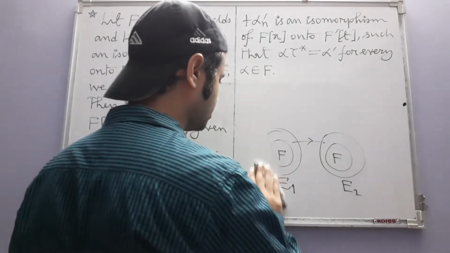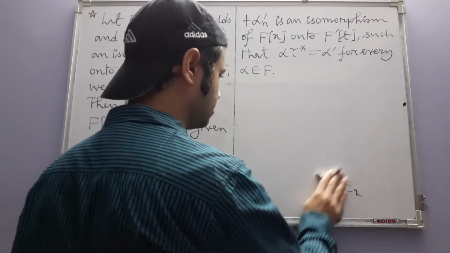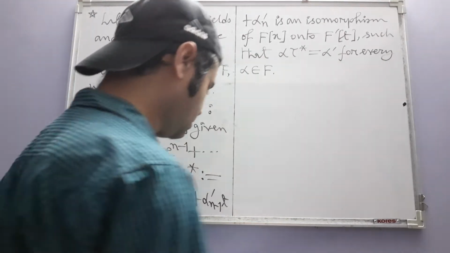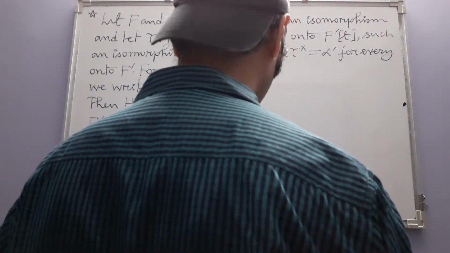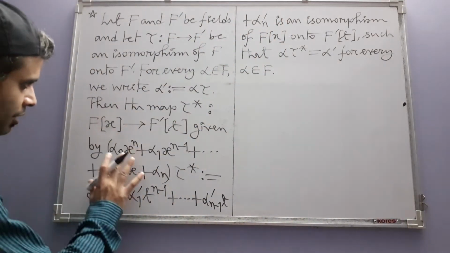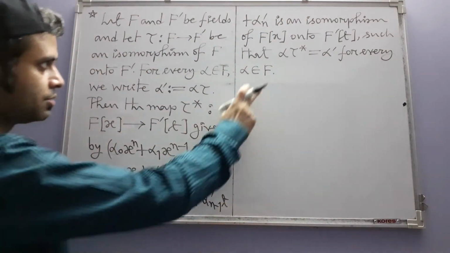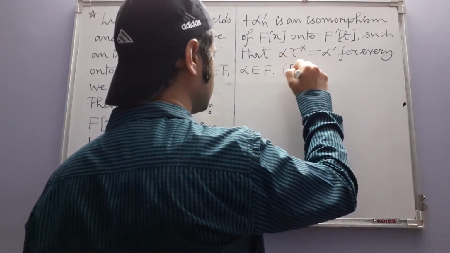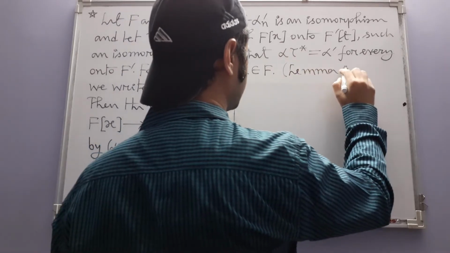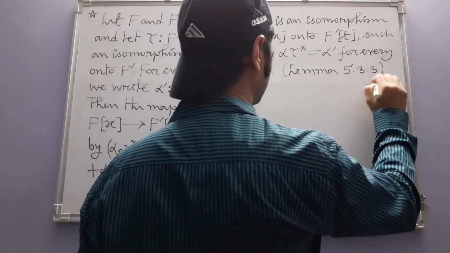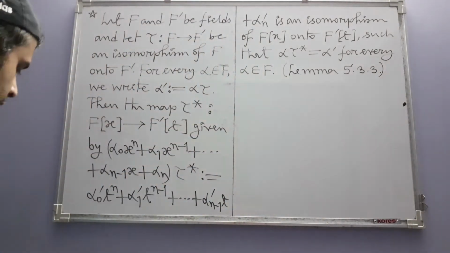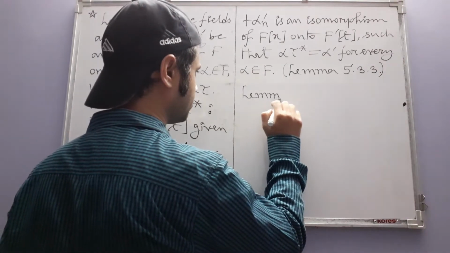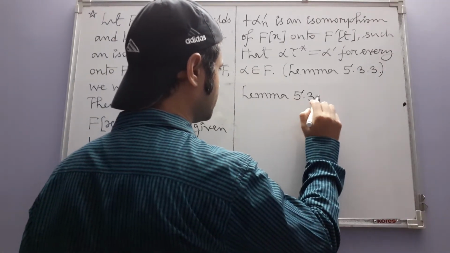So now we see the next step in that direction, and that thing is this. Oh, and the statement that this tau star is an isomorphism which behaves like this is your Lemma 5.3.3. Now next we have this Lemma 5.3.4.